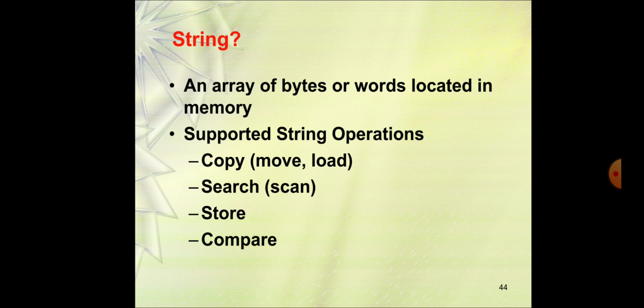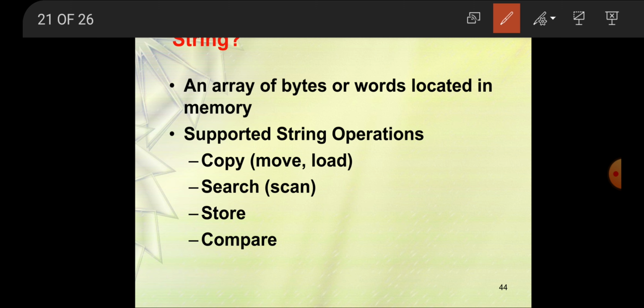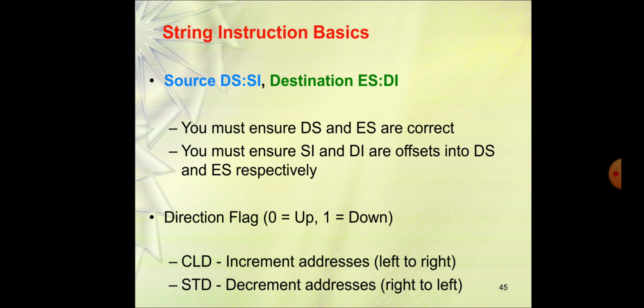Suppose I want to write the word hello, and I have to perform different operations on that word. Suppose I want to copy that hello word, so I will use the move and load instructions. Suppose I want to search the hello word, then I will use the scan instruction. Suppose I want to store that hello word, then I will use the store, and if I want to compare, then I will use the compare instructions.